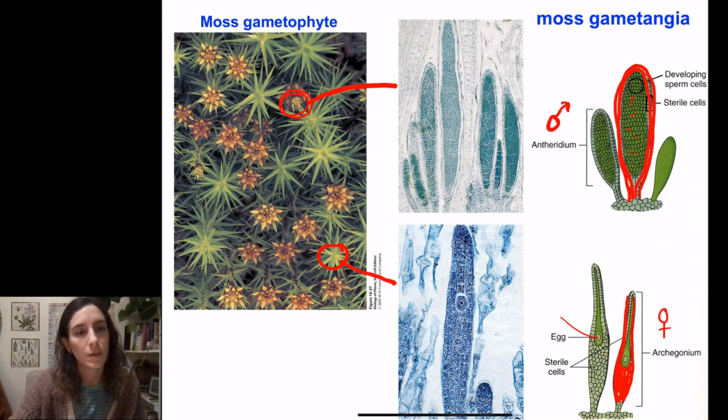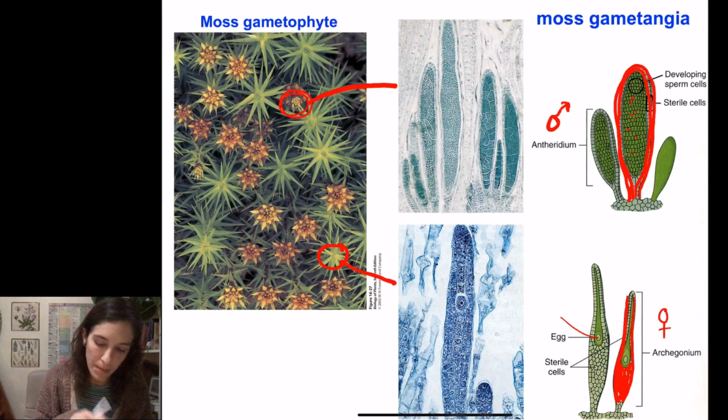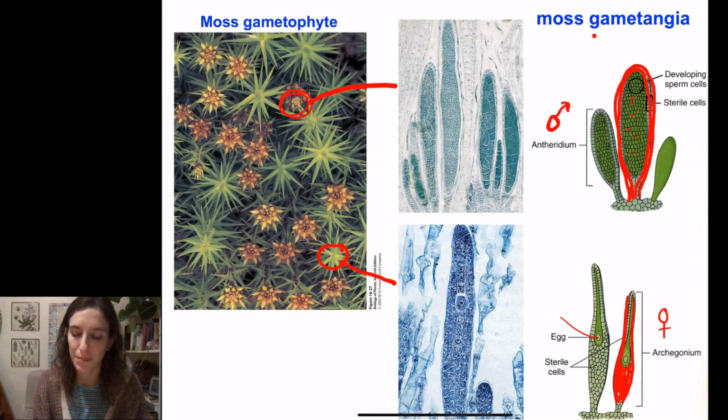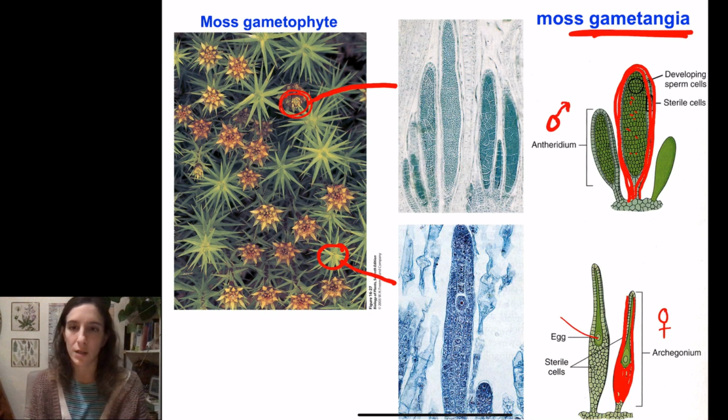Okay, let's see. Something cool about the male gametophytes, oh, actually, I know what I forgot. The term gametangium up here implies a gamete-producing structure. It's a term that includes both antheridia and archegonia, because those are both gamete-producing structures.